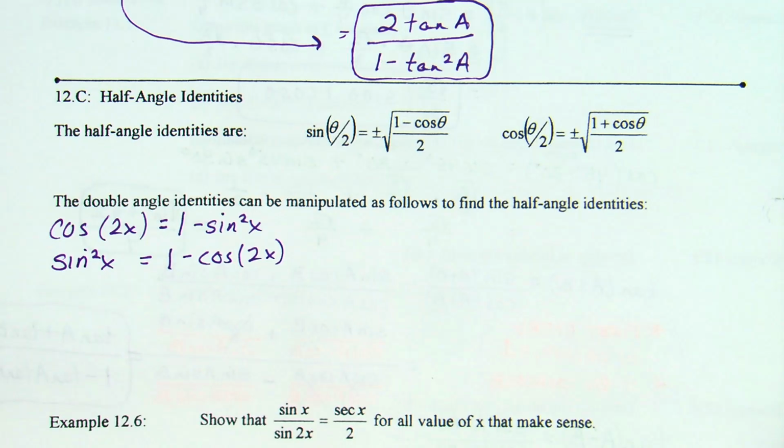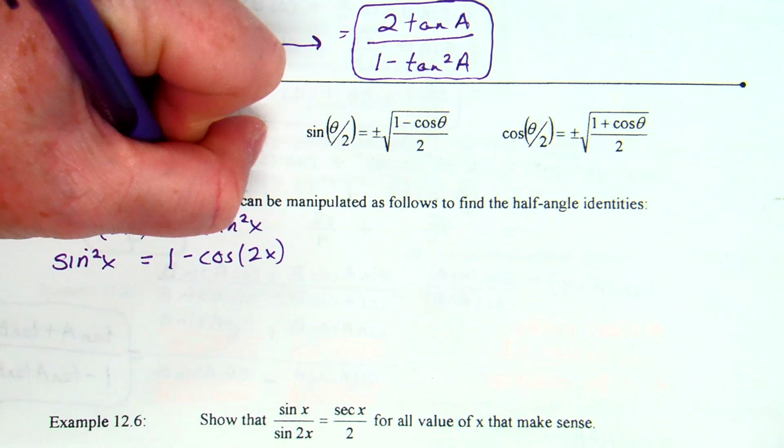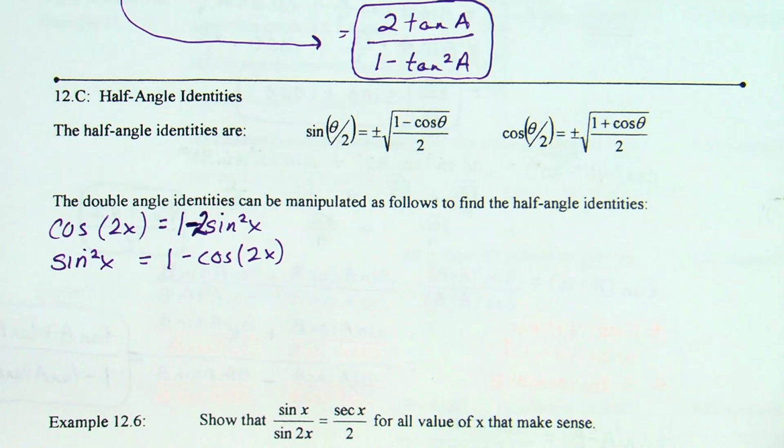Glad I looked at my notes. I have a mistake. I didn't write down my identity right. Maybe I said it, but I definitely didn't write it down. That's supposed to be 1 minus 2 sine squared x, yes? Isn't that what it says up above? I was supposed to be copying it down from up above. That was supposed to say cosine 2x equals 1 minus 2 sine squared x.